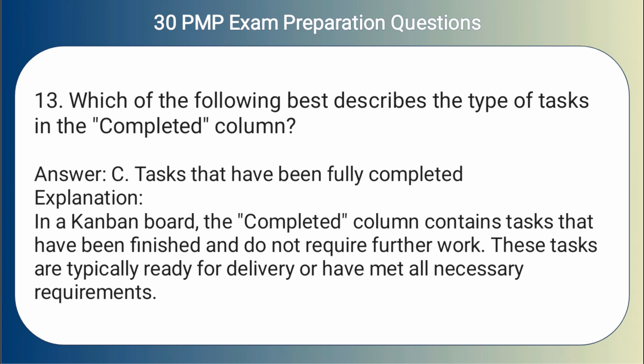Answer. C. Tasks that have been fully completed. Explanation. In a Kanban board, the completed column contains tasks that have been finished and do not require further work. These tasks are typically ready for delivery or have met all necessary requirements.